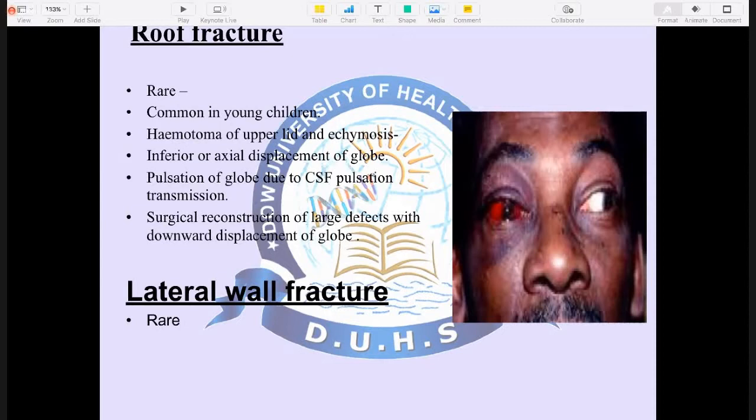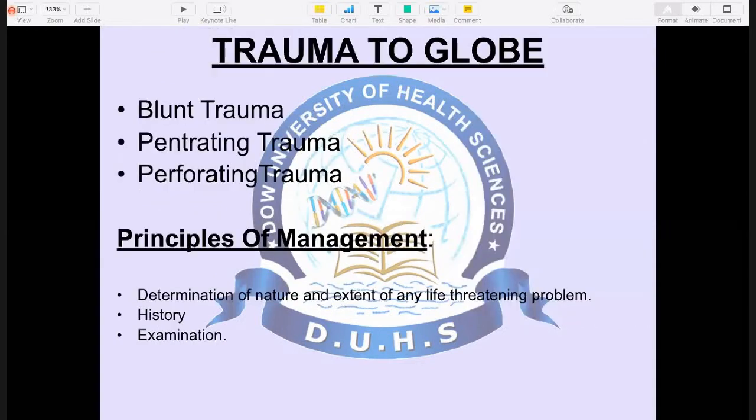And so we have to make sure that when we are doing a surgery on the repair of the roof of the orbit, we make sure that there is no CSF leak. And it is common sense that if you have a roof fracture, the eyeball will be displaced inferiorly. Lateral wall fracture is rare because it is the sturdiest of all the walls. And a lateral wall fracture will occur if there is massive or extensive injury of the face, and then yes, lateral wall fracture can occur.